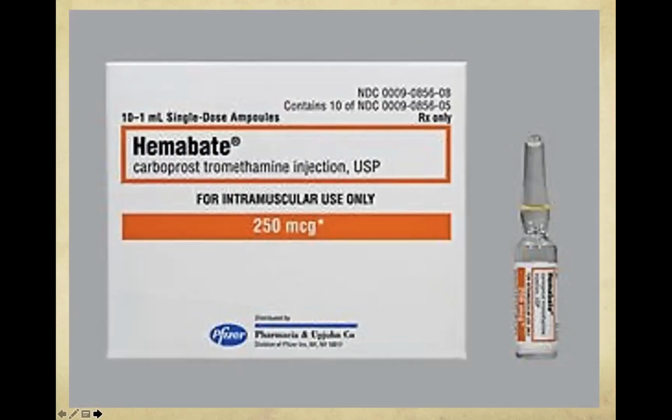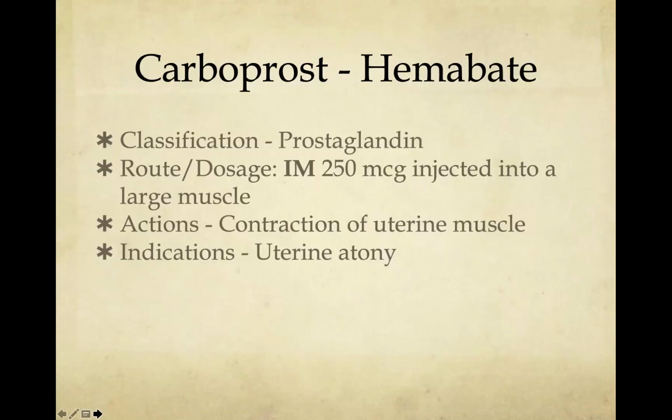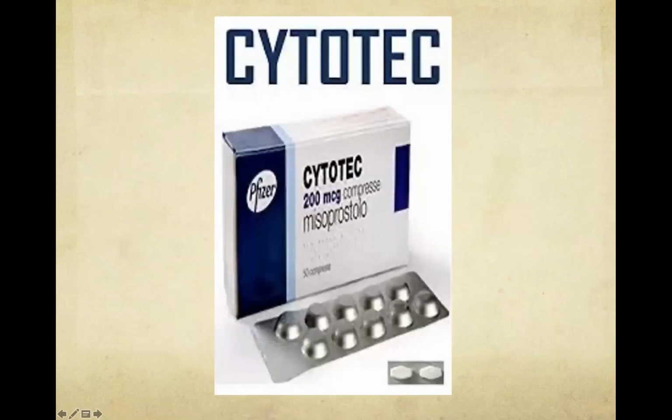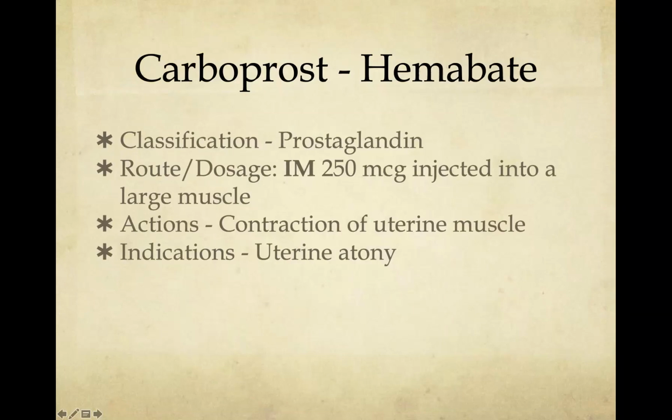The next one is Hemabate. And Hemabate is given IM, injected into the large muscle. It is also used to contract the uterine muscle, and it helps with uterine atony. Oh, an important thing is it's a prostaglandin. Carboprost is a prostaglandin, so it has it right here. If you look, prosta right here, PROST, prostaglandins, that should help you.